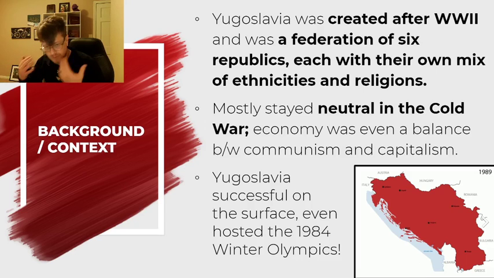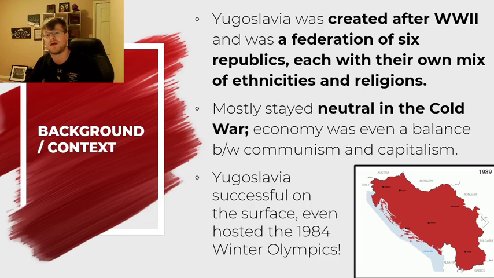Now, Yugoslavia mostly stays neutral in most of the Cold War, and it does a very effective job of playing both sides off of each other. Even its economy is like a balance of communism and capitalism. And so as it gets toward the end of the Cold War, especially in the 60s and 70s, Yugoslavia actually does really, really well, up until the 80s, where things start to kind of go bad.